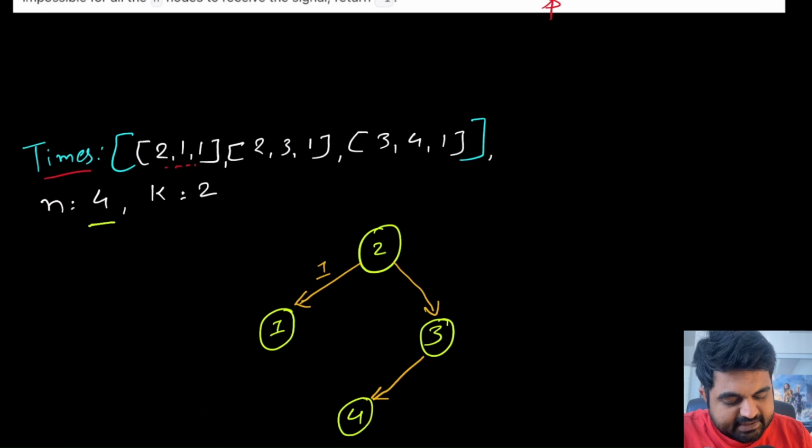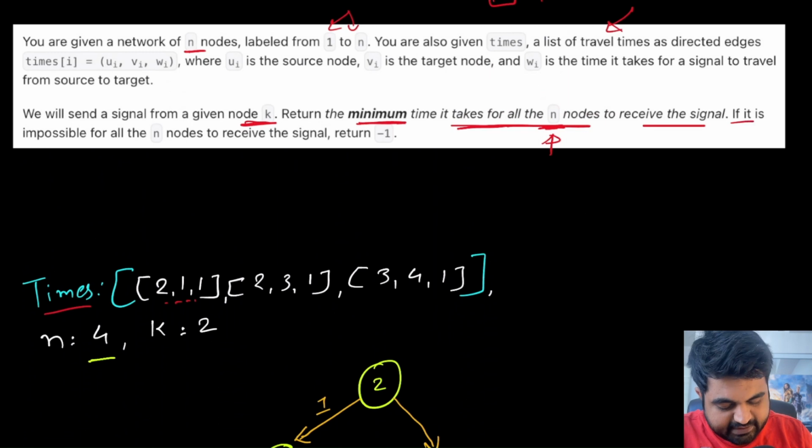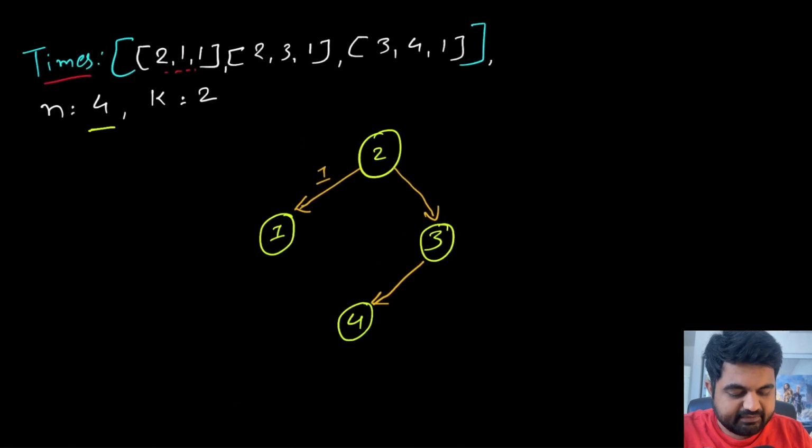Now the problem is asking us to return the minimum time it takes for us to travel all the n nodes to receive the signal. And if it is not possible for all the n nodes to receive the signal, then we need to return -1. So let's try to understand this with an example.